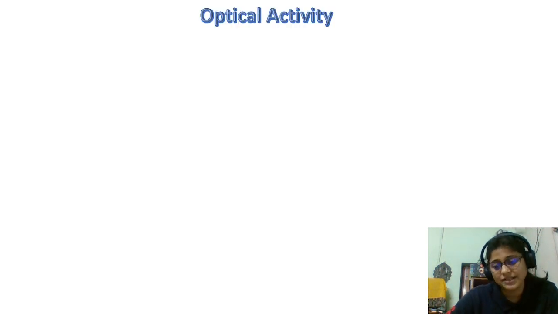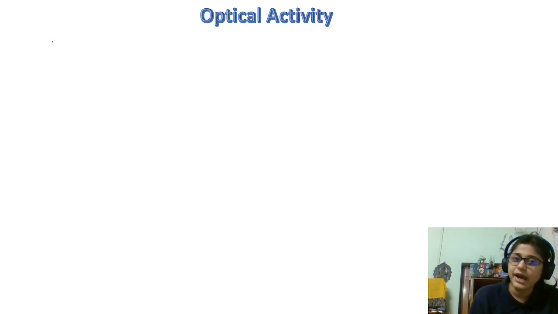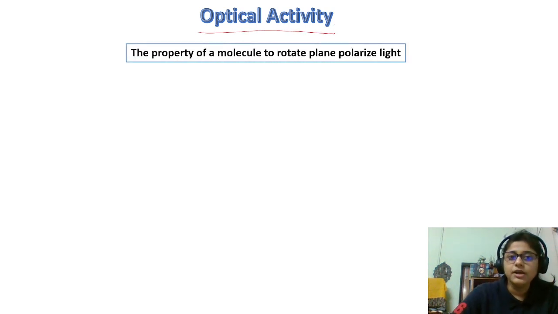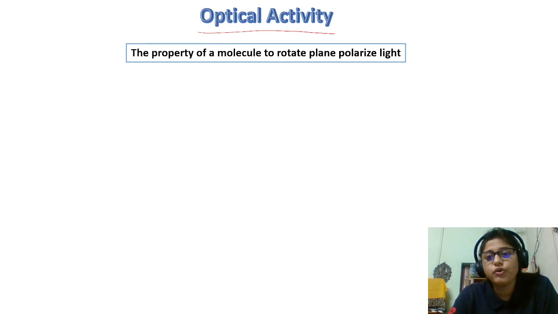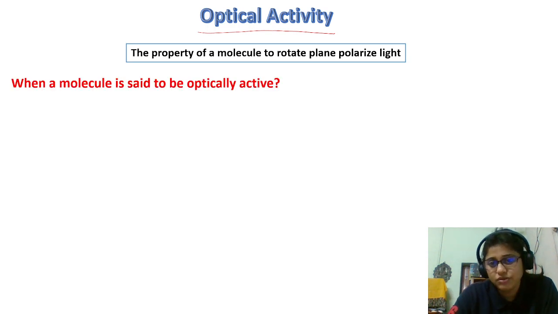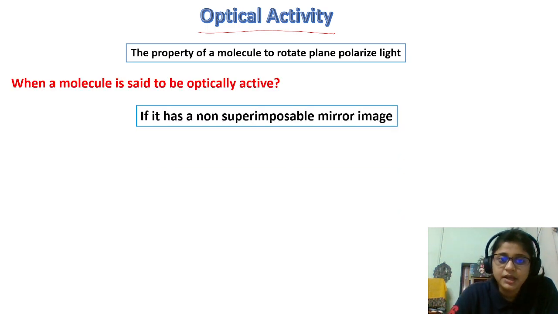Now it is optical isomerism. So first, to know about optical isomerism, we have to have the idea about optical activity. What is optical activity? The property of a molecule to rotate the plane polarized light. This you all know, right? I don't think that I have to explain it.